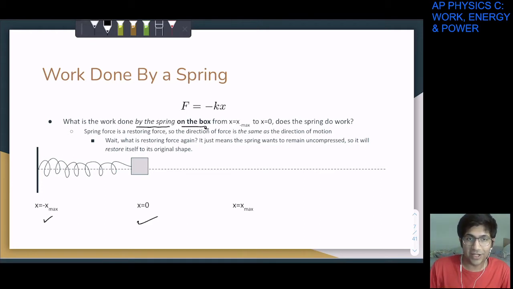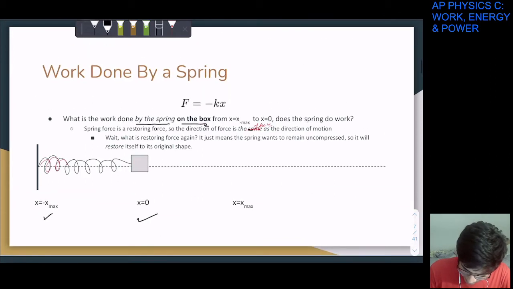So what is the agent here? It's going to be the spring. The spring is like this external thing, and the box is the system. What we're wondering is, is the spring adding energy to the box, or taking energy away from the box? That's how we're going to think about it. Spring force is a restoring force, so the direction of the force is the opposite of the direction of the motion. You displace it, and the restoring force will cause it to go the other way.